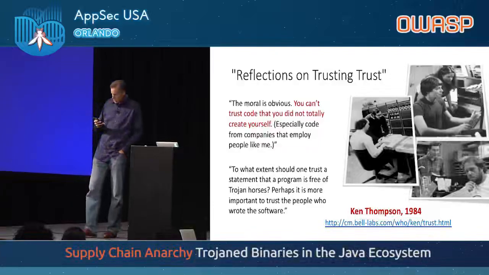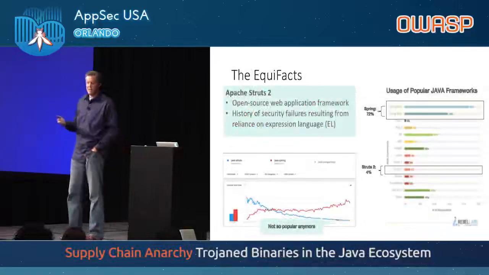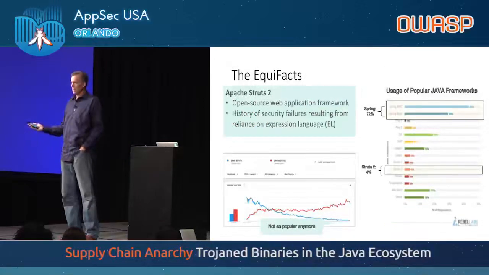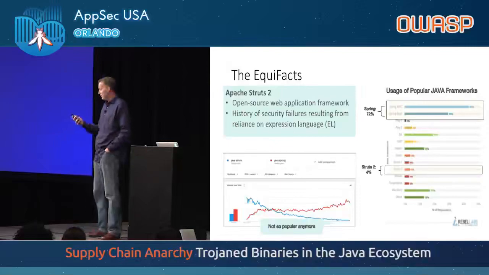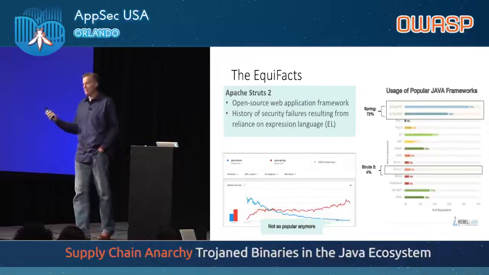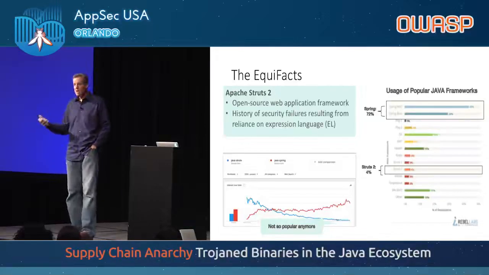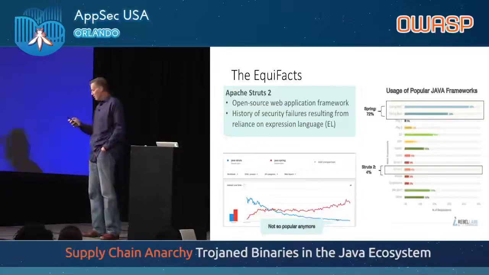So I want to spend a few minutes on Equifax because we kind of have to. This is a serious supply chain problem. So the first thing is a little background on Struts 2. It's a framework. It basically allows you to build web applications more easily by providing all the plumbing. And it's kind of in decline. I have some stats here.